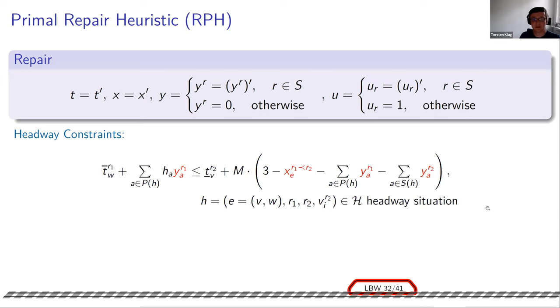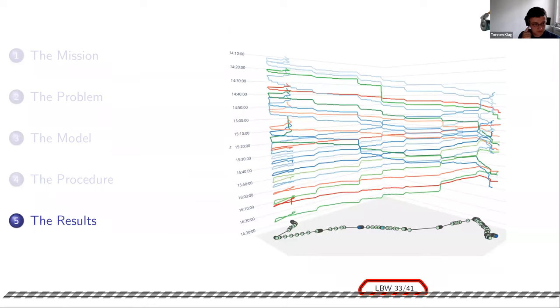So what we have here is simply a strategy to generate a solution for the solution process. And with these heuristic solutions, we can speed up the solution process in the branch and bound process of Gurobi. So let's take a look at how this works. So let's go to the results.